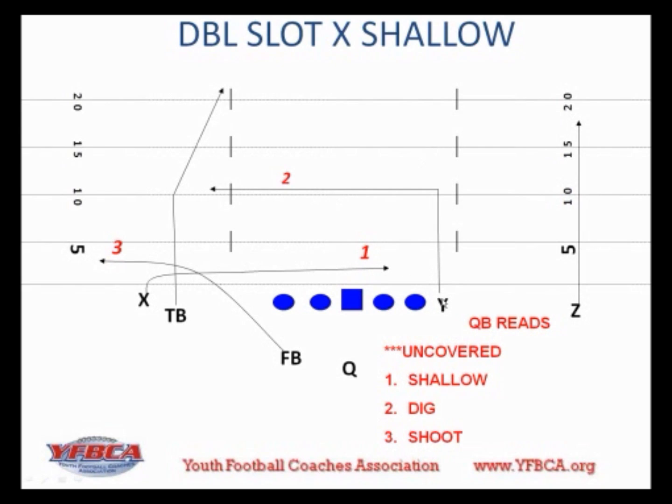The dig route, outside release, and stem the outside shoulder of the man on. That's going to open up the shallow coming from the backside. 10 yards, plant, and come across the center of the field. Z will have a clearing route. The tailback now has to switch with the X, and they're going to run a clearing route as well, maybe a skinny post, a go route, or even a corner route.